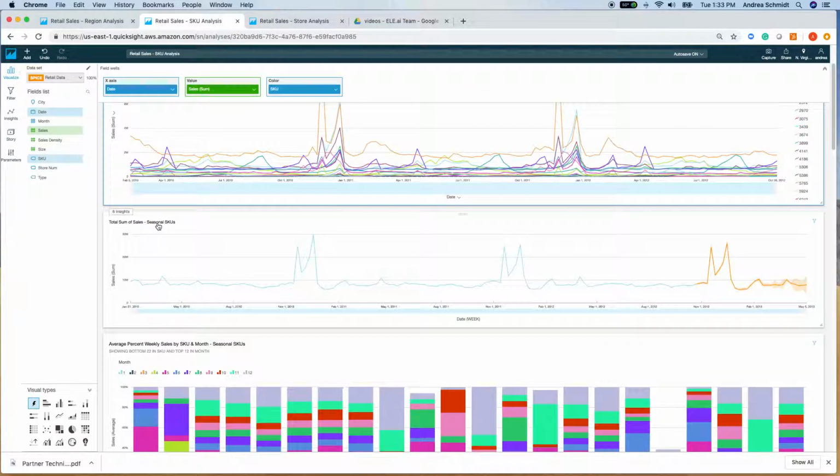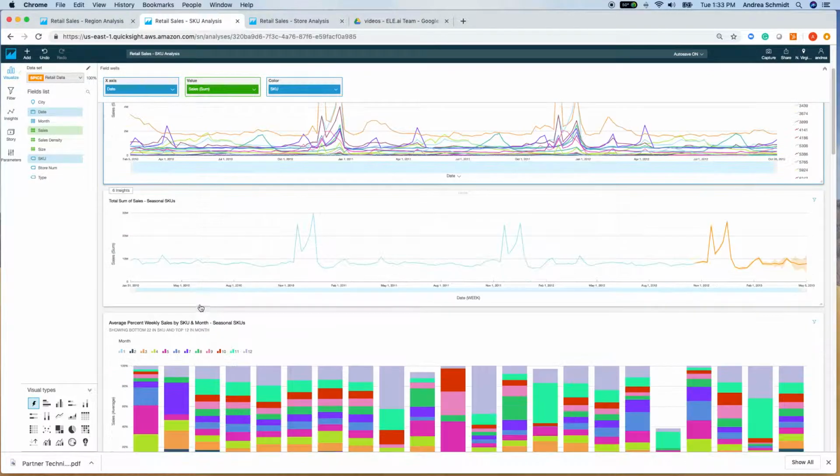So coming down, we have the seasonal SKUs in a filtered view, and then the seasonal SKUs total. So this is all the sales of the seasonal items, and we can see that throughout the year it just hovers under 10 million in sales for these items, and then the spikes go up to 25 to 30 million maximum during the November and December selling season.